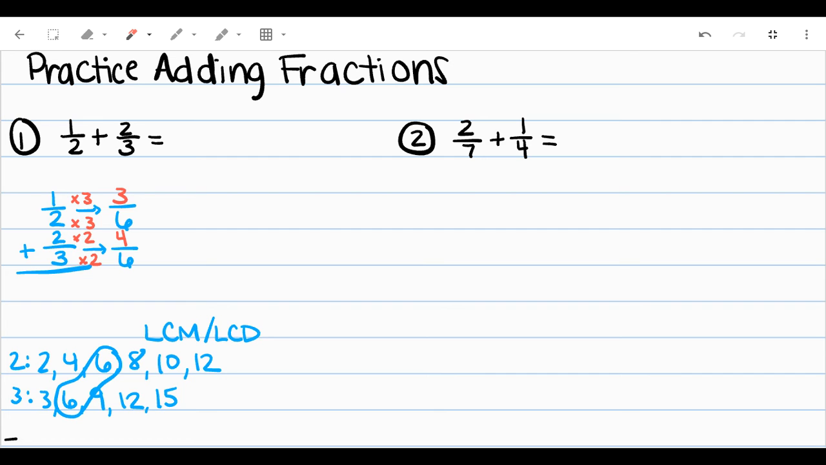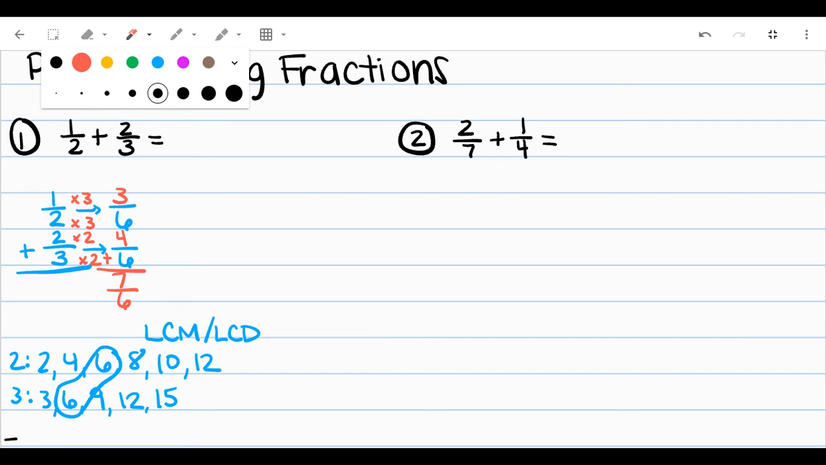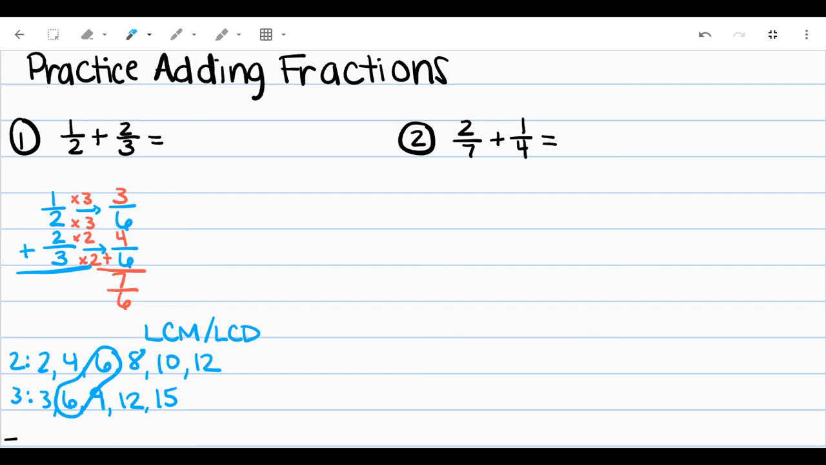So when I add my two new fractions, I'm going to keep my denominator 6, and I'm just going to add my numerators. So 3 plus 4 equals 7. My answer is 7/6. Well, I know that 7/6 is an improper fraction. So I want to change that improper fraction into a mixed number. And to do that, I'm going to divide because all fractions are division problems. So I want to think, okay, this 7/6 is 7 divided by 6.